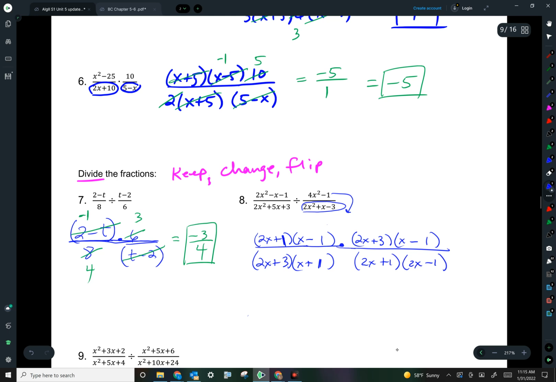And like I said, because it's multiplication, I can think of this as just one big giant fraction. Pardon my terrible handwriting. I had to switch to a different pen. The other one stopped working.